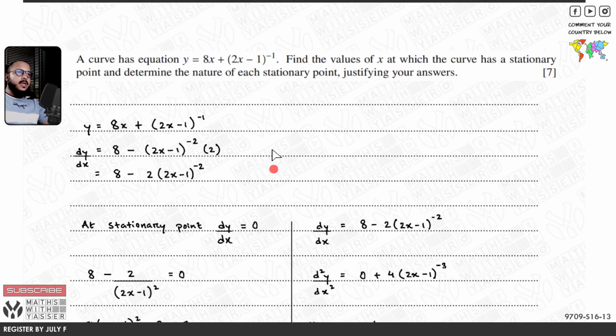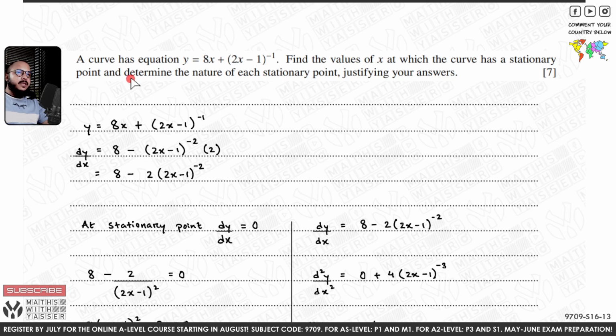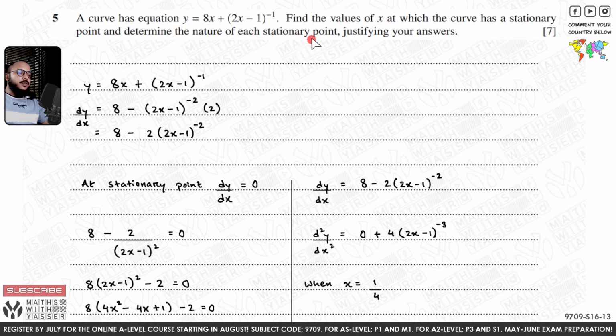Now, we need to deal with the remaining part of the question, which is to determine the nature of each stationary point. For the first part, we only had to find the values of x, not the whole coordinate, just x. So to find the nature of the stationary point, we have to find the second derivative, or you can say double differentiation. So 8 - 2 times (2x - 1)^(-2) was our first derivative. So the second derivative will be 0 plus -2 times -2 is positive 4, and (2x - 1) to the power -2 - 1 gives us -3.